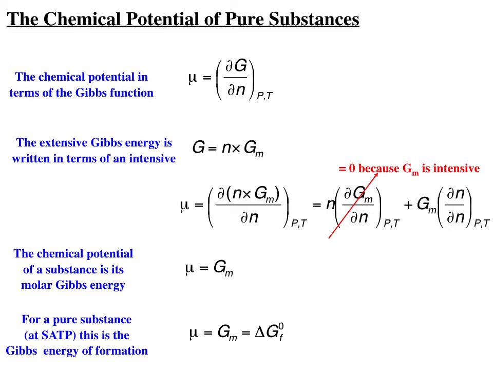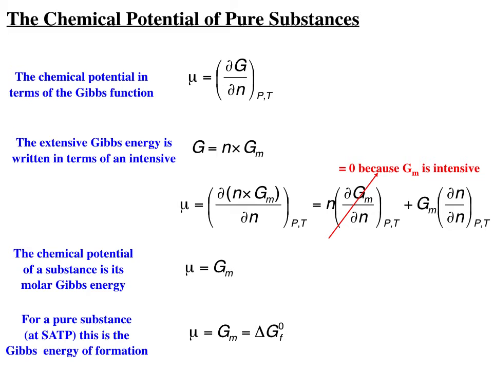Then we note that if a substance is pure, then the Gibbs energy of that pure substance can be expressed as N times the molar Gibbs function for that substance. So the extensive value G is the intensive Gm, the molar Gibbs function, times N. So mu is equal to the partial of N times Gm with respect to N. And when I look at that more closely, using the product rule, I get N times the partial of Gm with respect to N, plus Gm times the partial of N with respect to N.